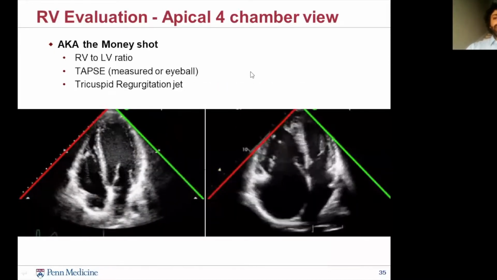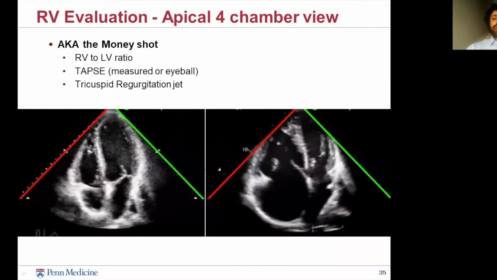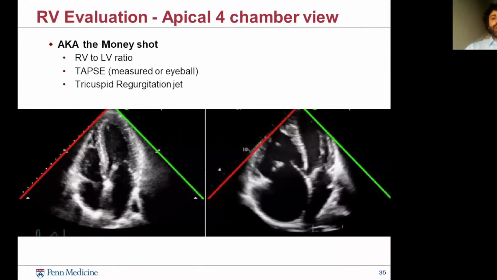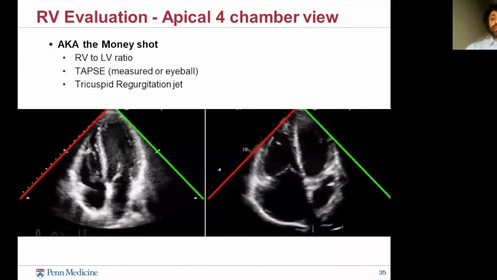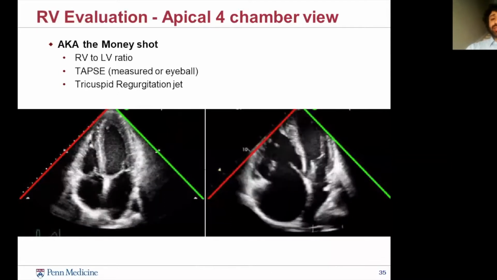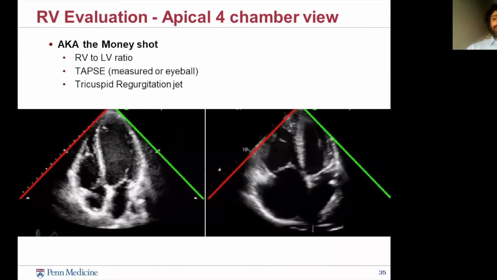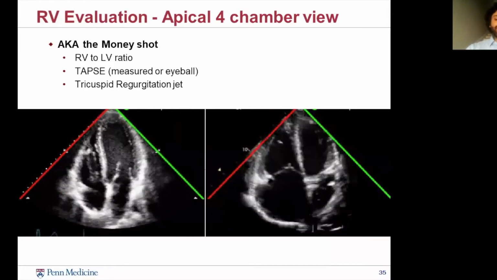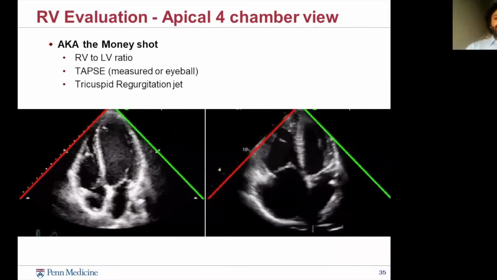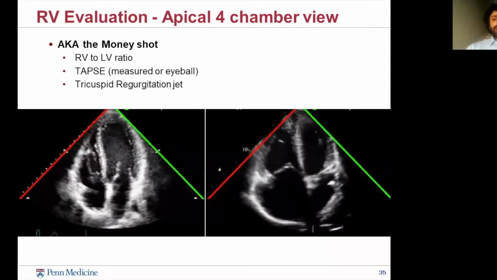In the apical 4 view, you can compare the size of the right ventricle to the left ventricle directly, remembering that a normal right ventricle is around 60% of the left ventricle diameter, but that anything between 0.6 and 1 is considered normal. In this view, you can also look at the tricuspid annulus, and this is the measurement that's referred to as TAPSE.